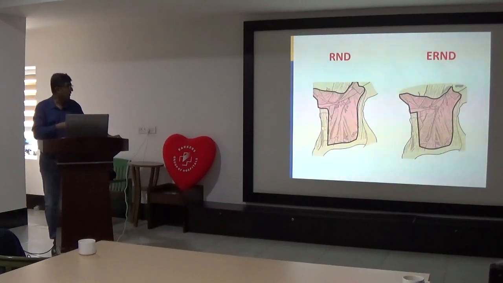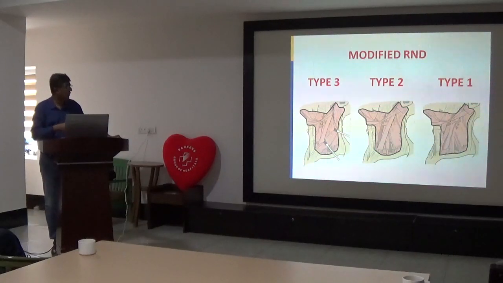So this is a radical neck dissection specimen. No sternocleidomastoid, no spinal accessory nerve, and no internal jugular vein. This is the carotid artery, and this is the cervical nerve roots. Now if you talk about the elective neck dissection, or modified neck dissection, there is type 1, type 2 and type 3.